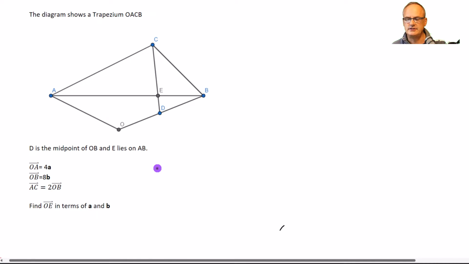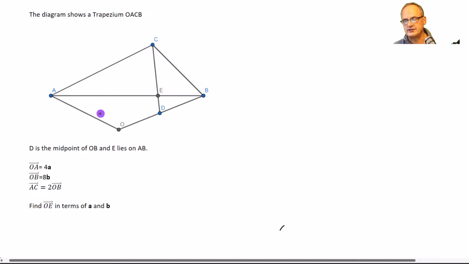Welcome to the second in these two videos on these tricky vectors questions where you've got to try and find out where two vectors intersect. Hopefully you've tried the first one, and at the end of the first one I gave you this question to have a go at before attempting this one. So let's get right onto it.